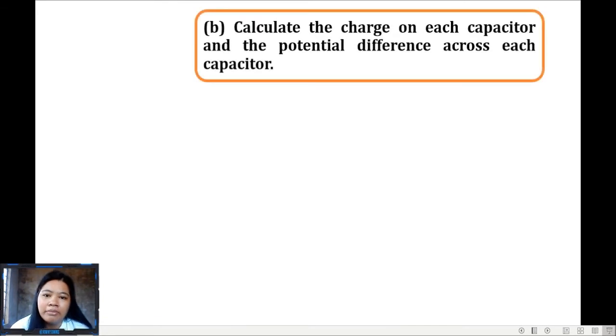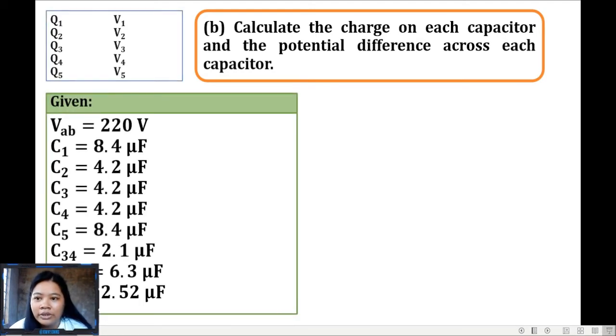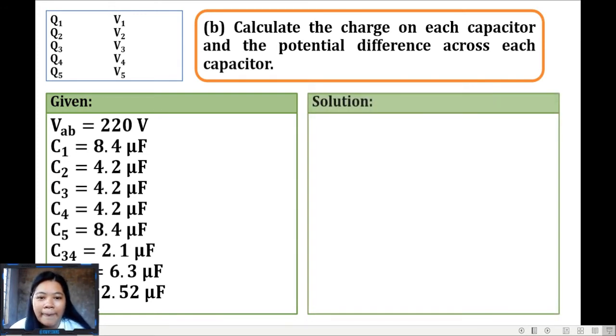Now, for letter B, we are to calculate the charge on each capacitor and the potential difference across each capacitor. So you have to expect that it's a fairly long process. So I have placed here a monitoring form so that we won't get confused about what values we've already solved for. So we start to solve for the total charge first.